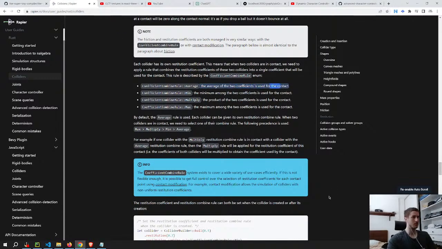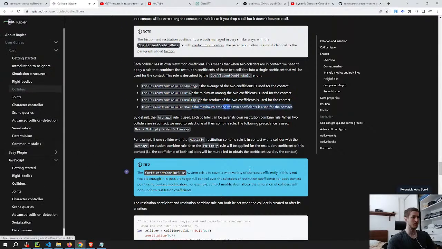CoefficientCombineRule::Average: the average of the two coefficients is used for contact. CoefficientCombineRule::Min: the minimum among the two coefficients is used for contact. CoefficientCombineRule::Multiply: the product of the two coefficients is used for contact. CoefficientCombineRule::Max: the maximum among the two coefficients is used for contact. By default, the average rule is used.